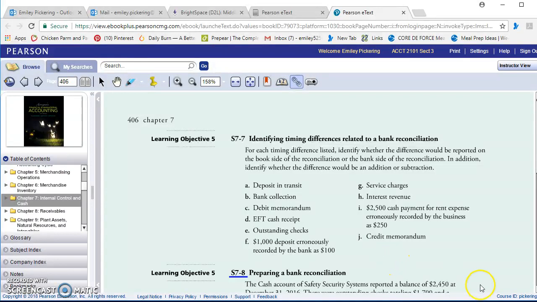So in this case, we're going to talk about each one and what we need to do with each one. So A is a deposit in transit. What that means is, let's say you went to the bank January 31st and put a deposit in. Well, if those bank statements are printing out February 1st, that means that more than likely that deposit did not get on that statement. So that's something you knew about, the bank did not know about. So you're going to have to add that to your bank side.